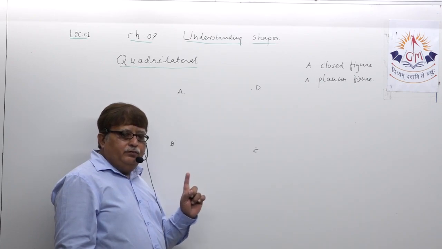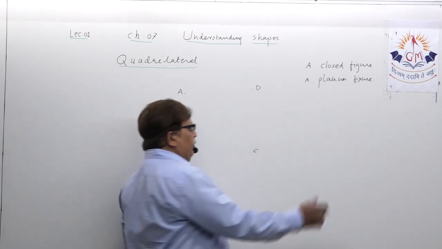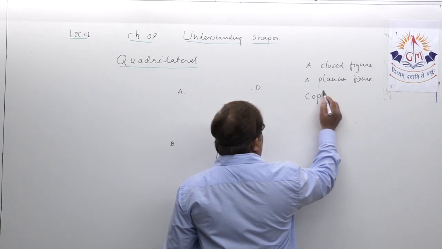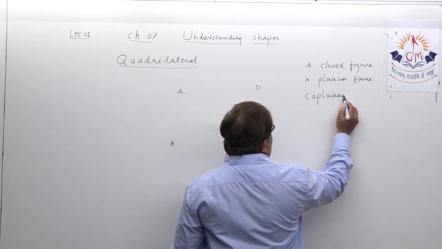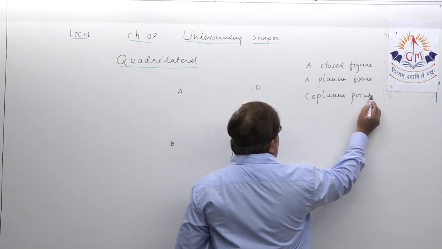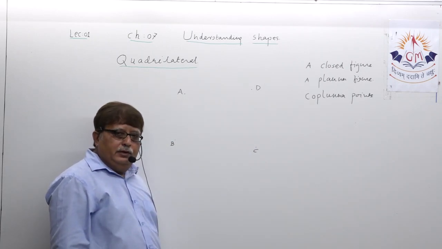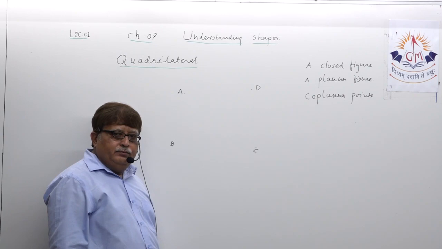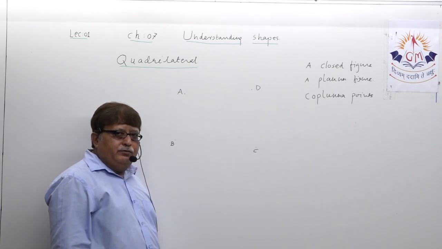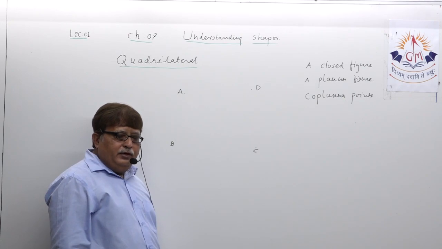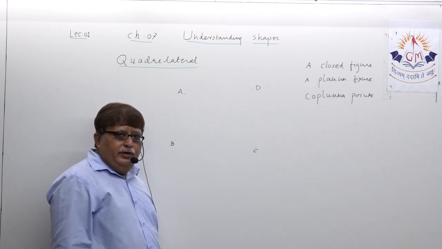I have taken 4 points on the plane. All these points which I have taken are called coplanar points, some of the important words of geometry. Why do I call them coplanar points? Because all these points lie on the same plane. That's why they are coplanar points. You understood this?